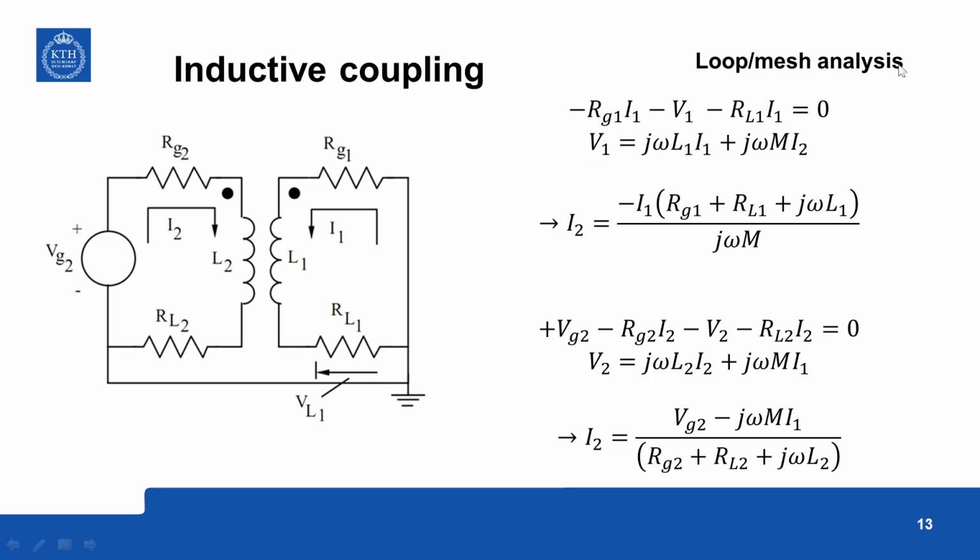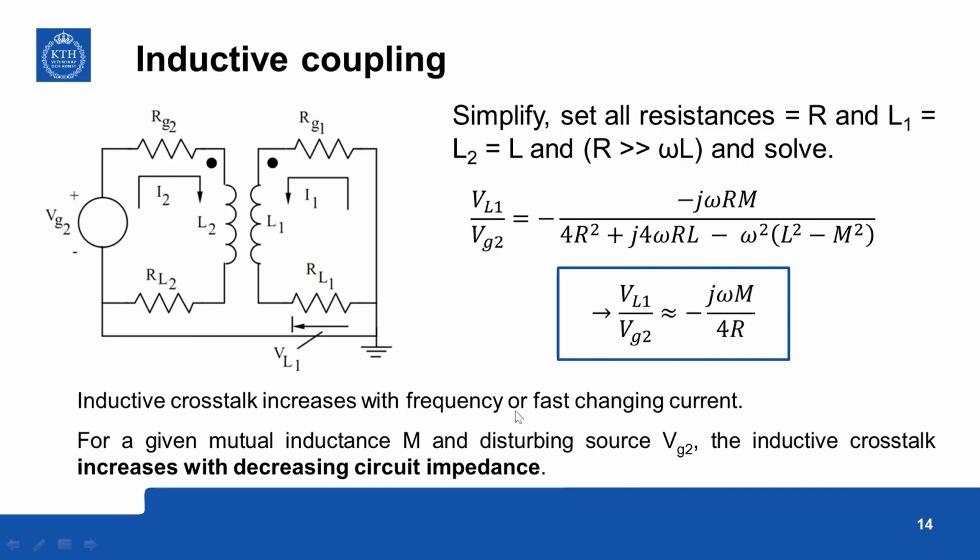Do the loop or mesh analysis. Again, not going into the details, you can do it at home as homework, following the steps to get the same expressions for I2. Then, as usual, we want to have some general conclusions.